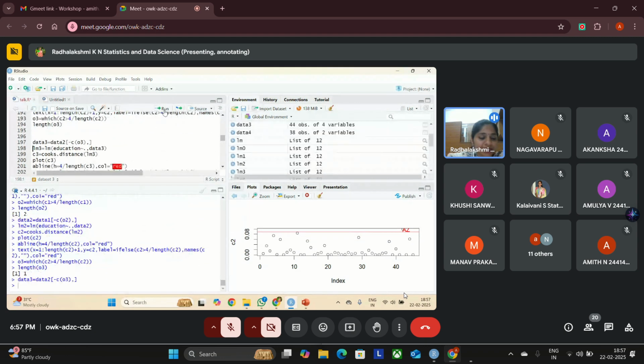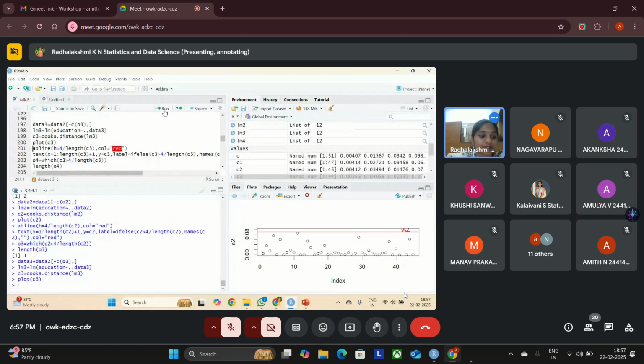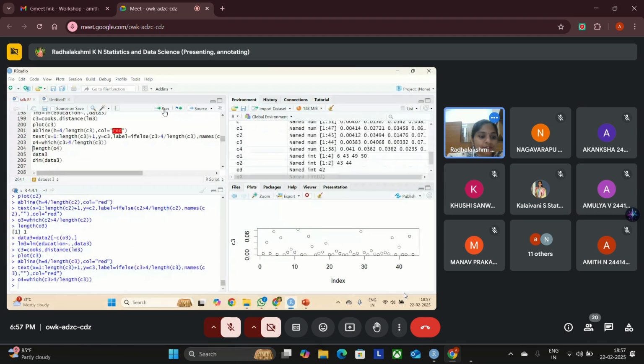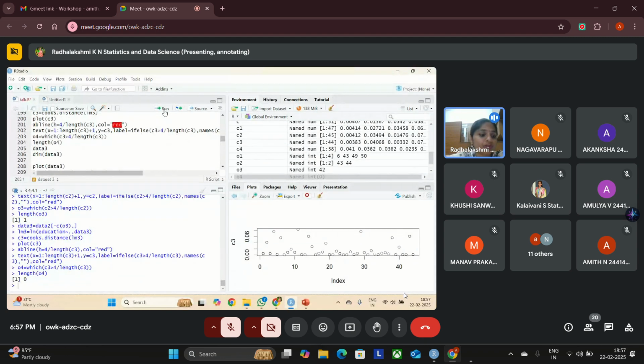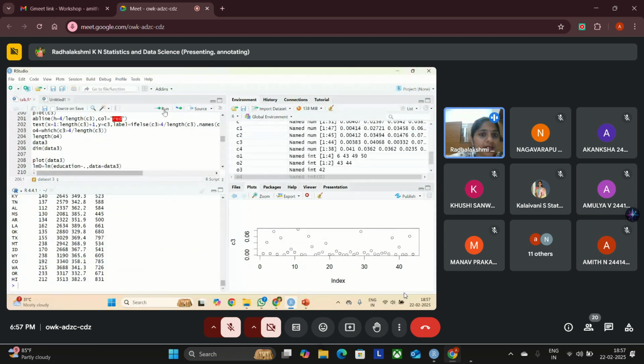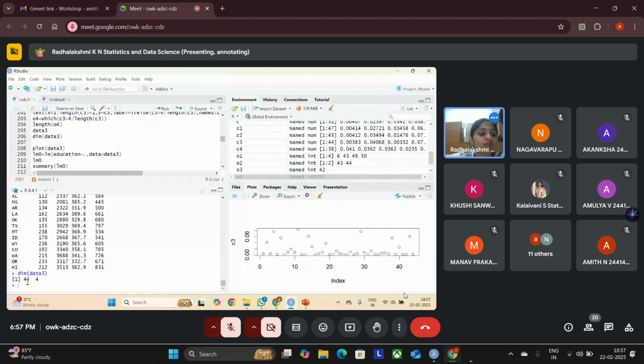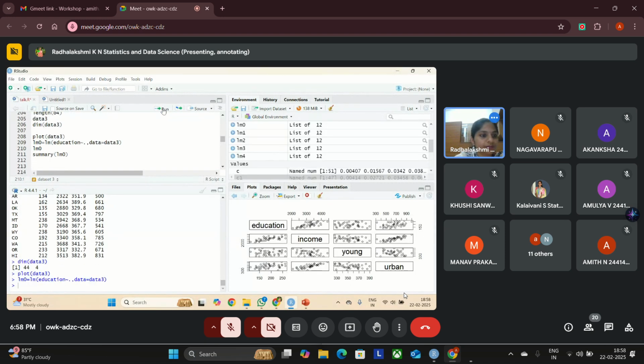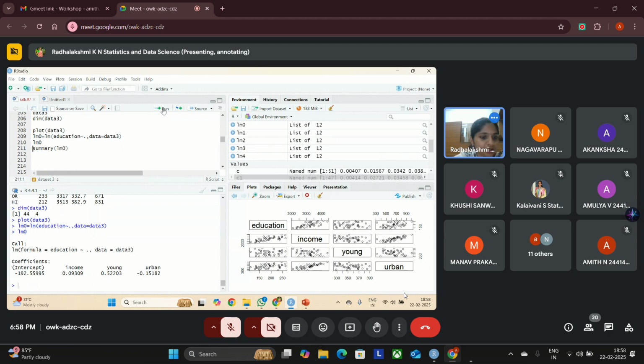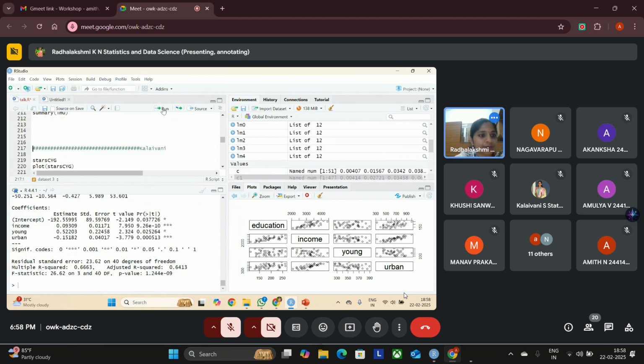I have my third iteration giving me 1 outlier. And finally, I end up with the fourth iteration giving me no outlier. So I am left with the data set now, and I have 44. Initially I had 51, now I have only 44 data points. I run the model again and I get the summary, and look at the summary of the model.